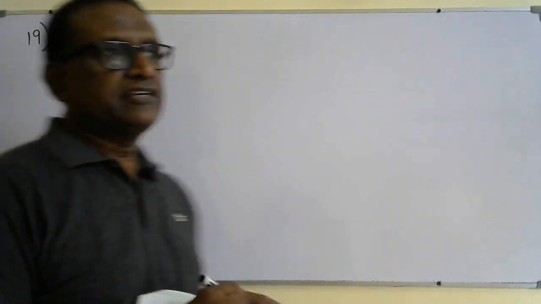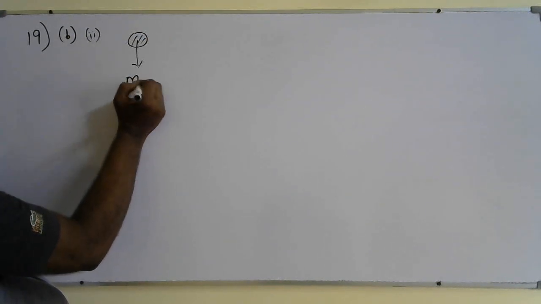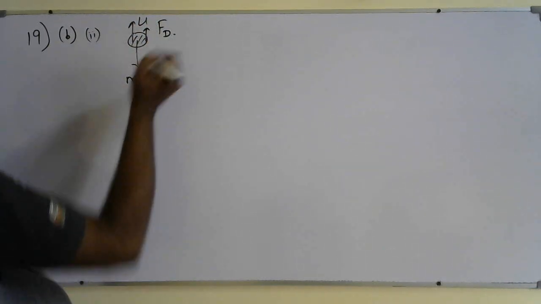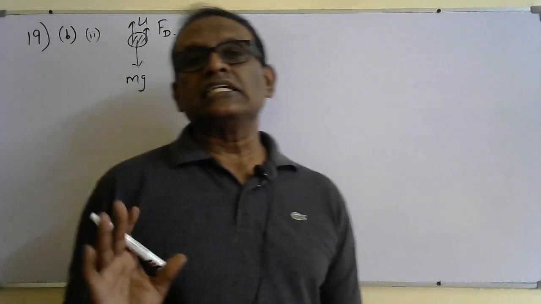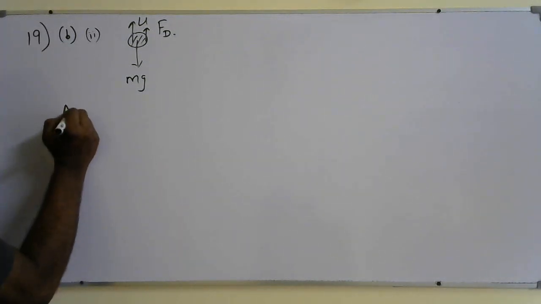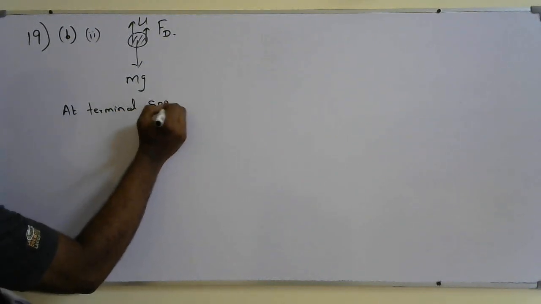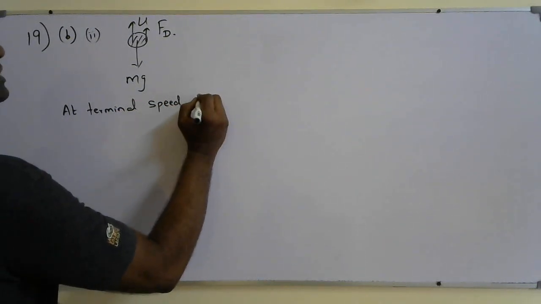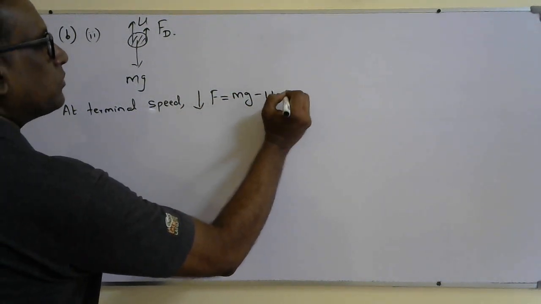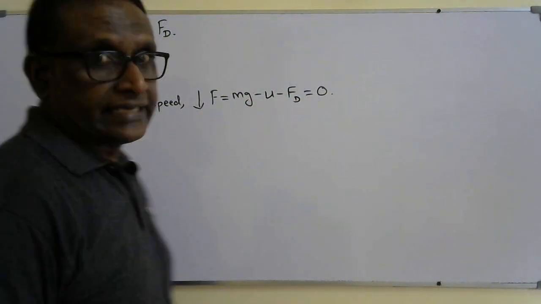Okay, so when the sphere falls down, there will be three forces acting on the sphere: downwards, weight; upwards, upthrust; and upwards there will be drag force. So at the terminal speed, the resultant force must be equal to 0. All the forces should balance each other. So at terminal speed, the resultant force downwards, F = mg - U - Fd, must be equal to 0.